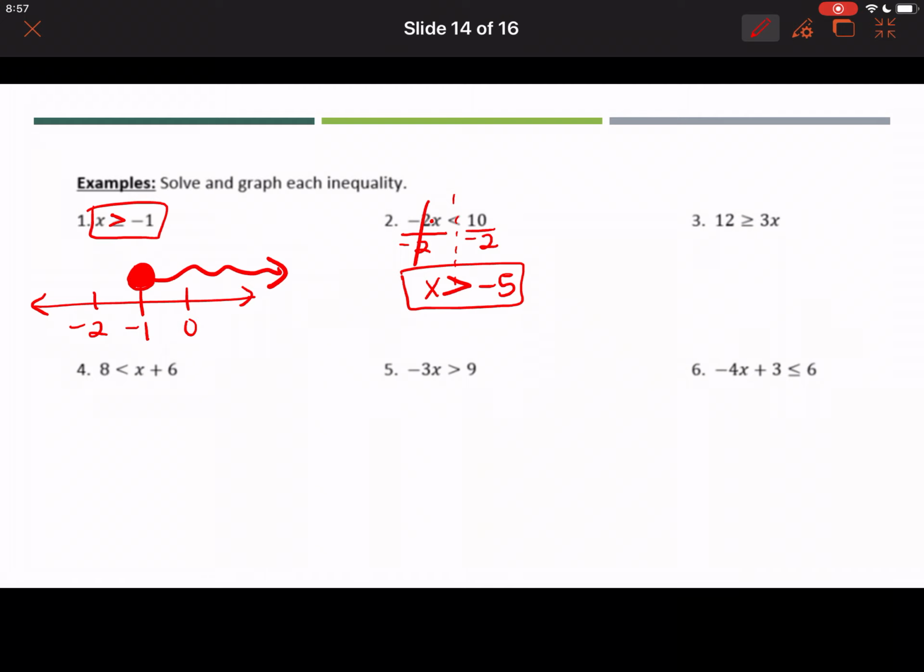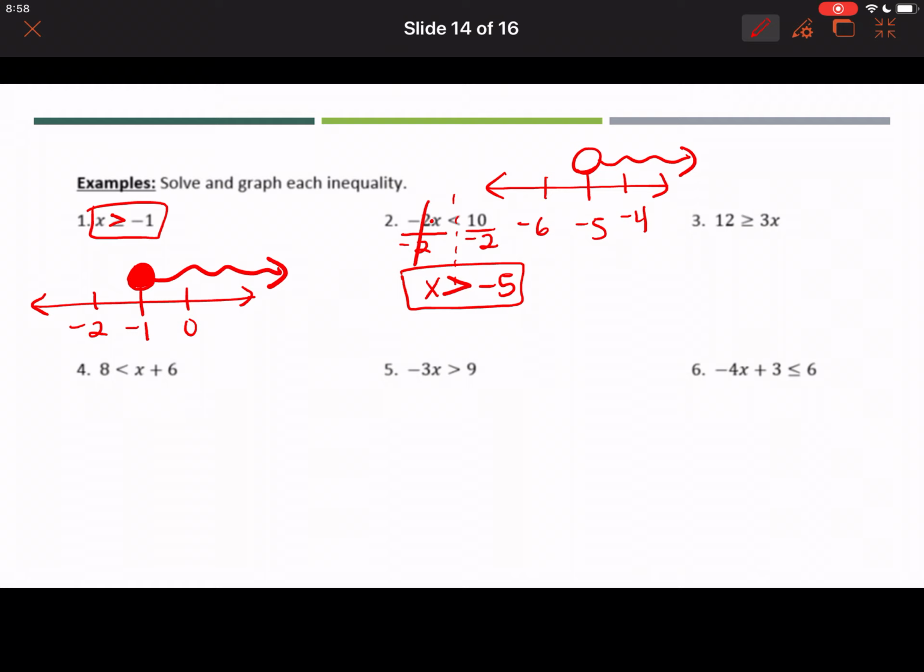Now I have to graph. So I'm going to graph up here. Here's my little portion of my number line. I start at -5 and going like 1 point to the left and 1 to the right, -6, -4. And so -5 gets an open circle because it's just a greater than, not a greater than or equal to. So that point -5 is not a part of the solution. And x is greater than -5 shades over to the right. So there's my graph.